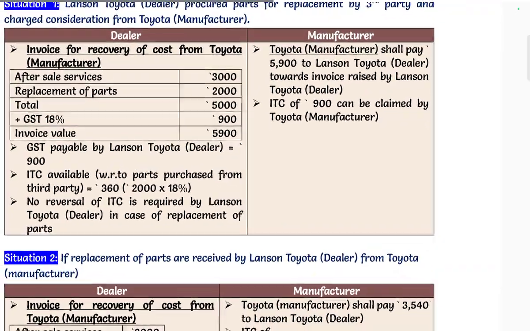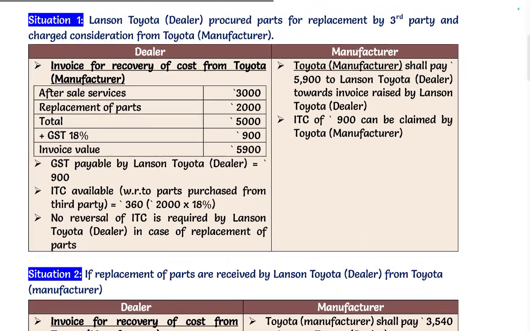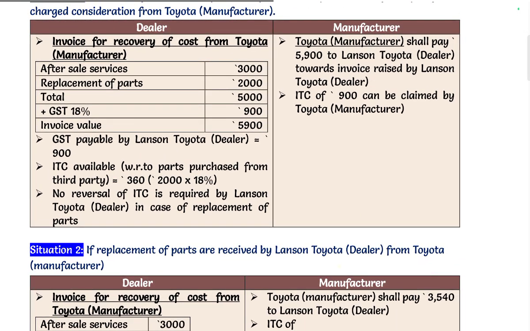Okay, the total the manufacturer pays is 5,900, and ITC of 900 can be claimed. For the 2,000 replacement, he can increase it. But on paying the total amount of 900, he can deduct.